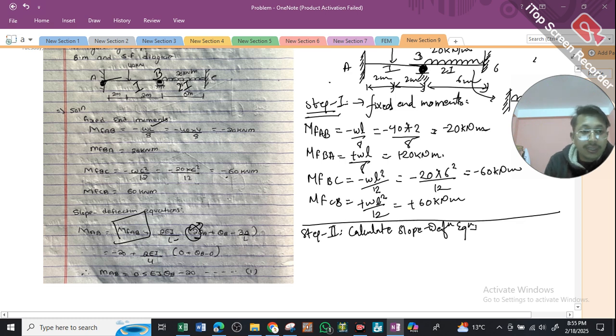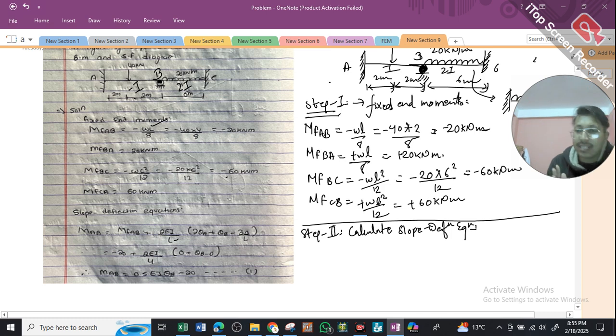Theta A simply refers to the angle formed if the beam deflects in this way. We don't need to go much deeper into that. We can simply remember this as the formula 2 theta A plus theta B minus 3 delta by L, where theta refers to the rotation, whereas delta refers to the deflection, or we can say settlement. I've already given a brief explanation regarding this in my previous videos, so you don't need to go much deeper into this.